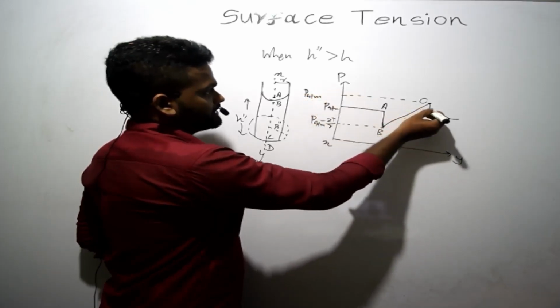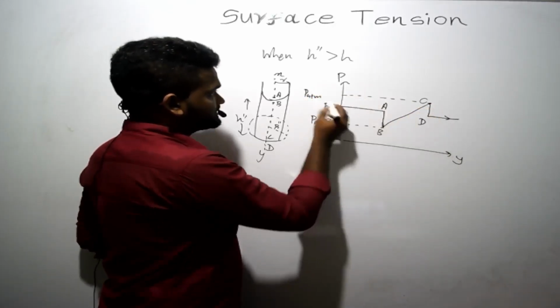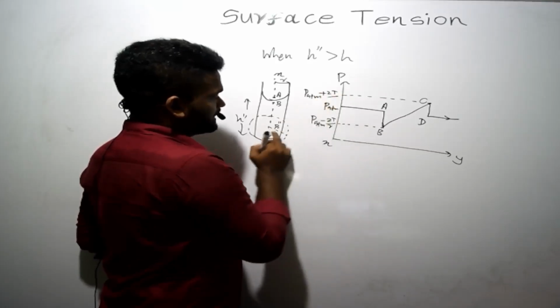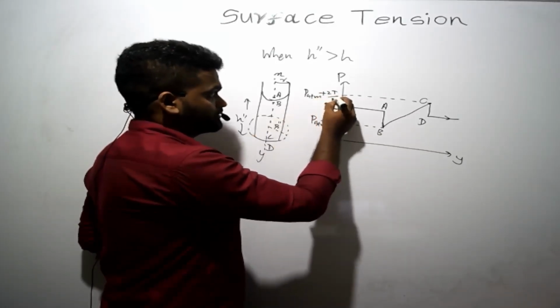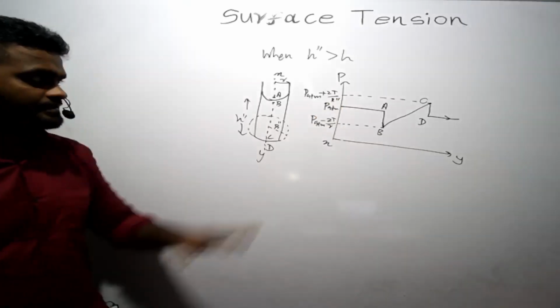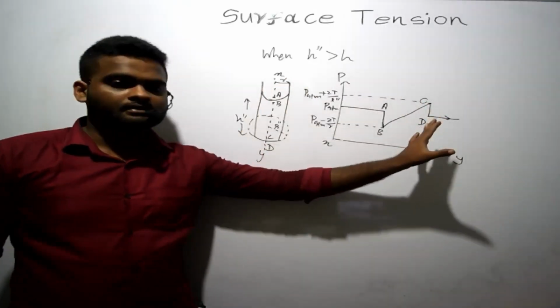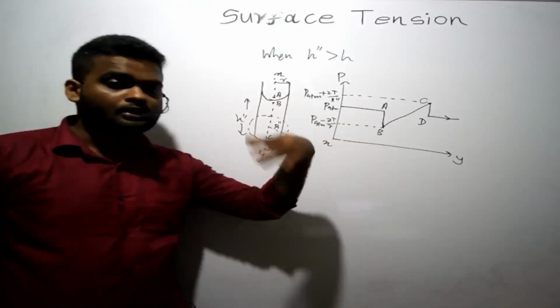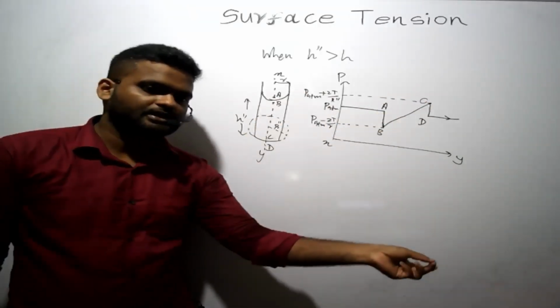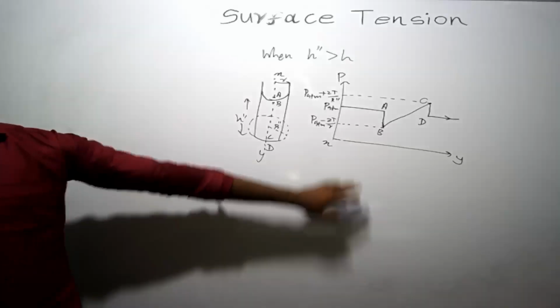At D, what's the pressure here? PATM plus 2T divided by R double dash, right? This pressure difference is R double dash. Okay, so that is how pressure varies along each point. So this graph gives you a full description of the pressure variation. Take it down.